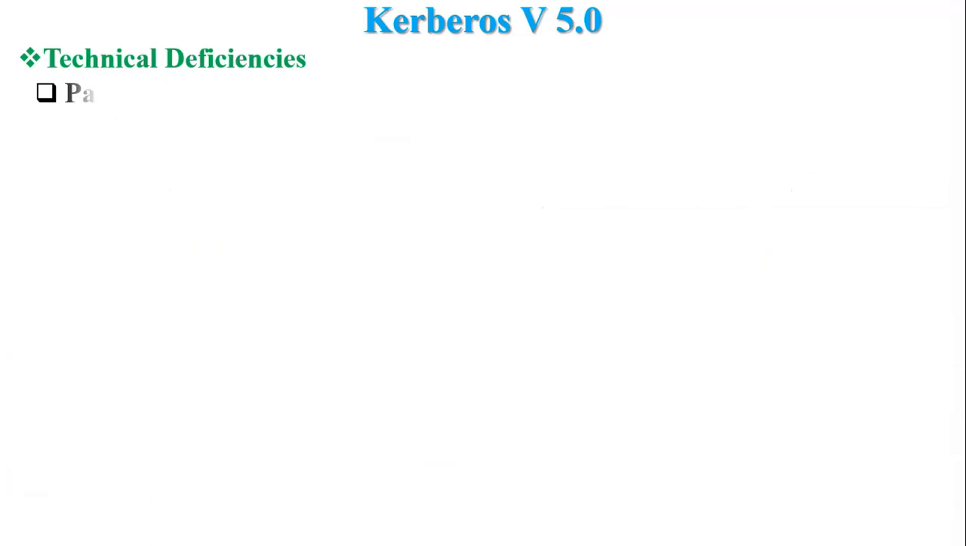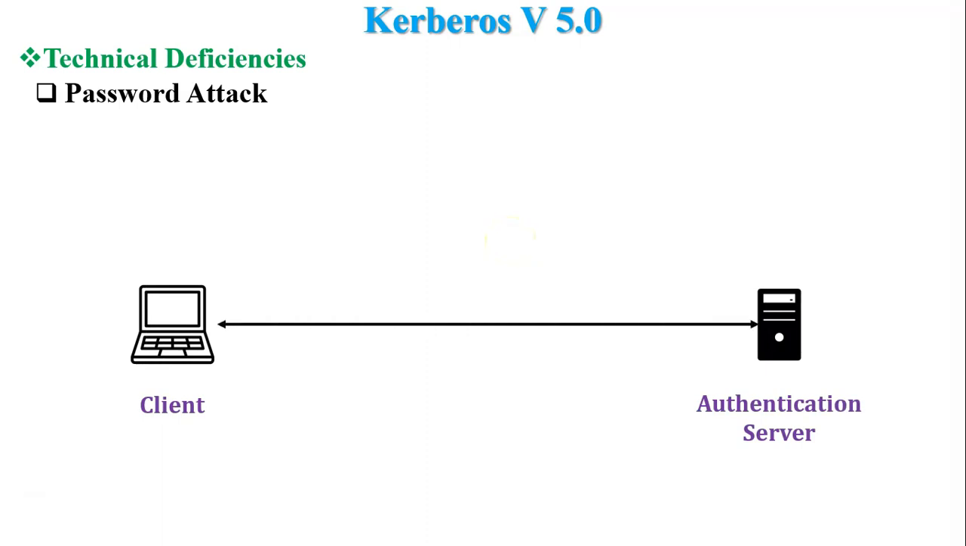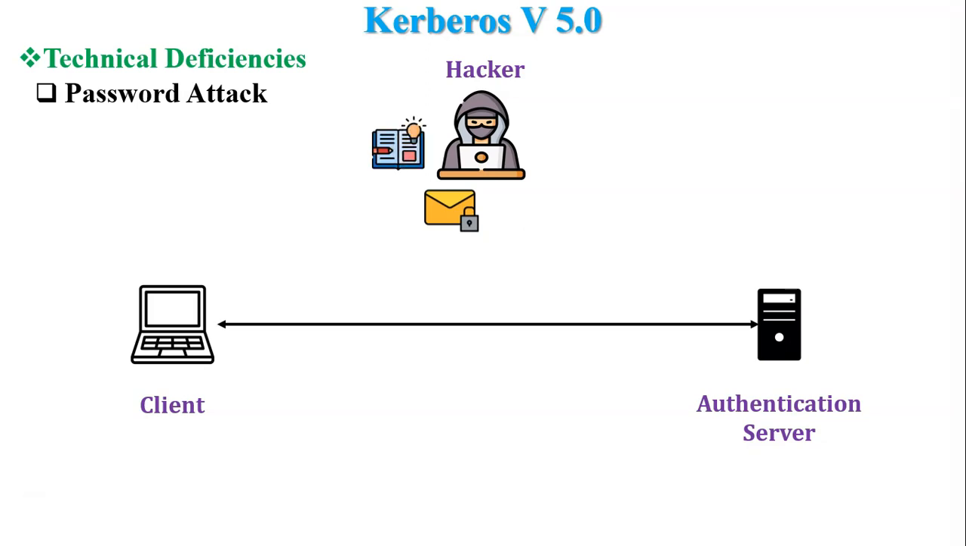Next technical deficiency is password attack. Let's take one example to understand the password attack. For example, there is one client and one authentication server. Now the client wants to access services from the authentication server. The message from the authentication server to the client is encrypted with a key based on the client password. When the authentication server sends a message to the client, at that time an opponent can capture this message and attempt to decrypt it by trying various passwords.